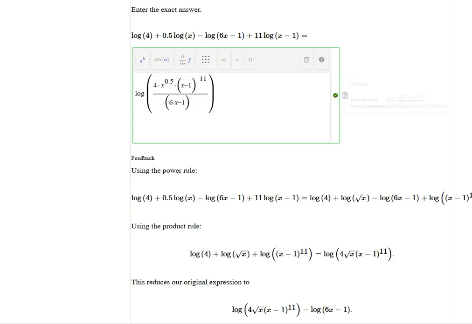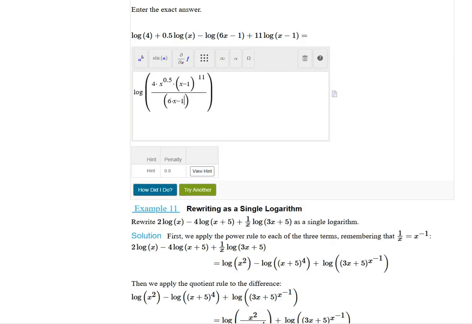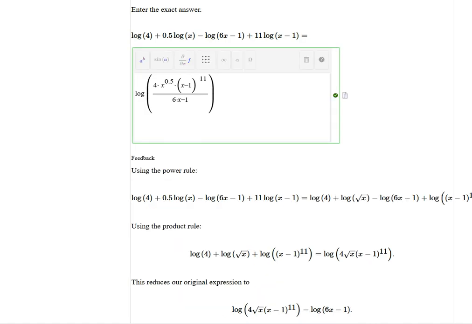Okay, well, that was my problem. They wanted a dot between the 4 and the x to the 0.5, and then another dot between the x and the parentheses of x minus 1, and then in the denominator, a dot between the 6 and the x. Let me go back and delete the parentheses and see if that was even a problem. I'm going to take those out. And now, how did I do? Okay, that wasn't the problem. The parentheses down there was not the problem. It was those dots. Okay.